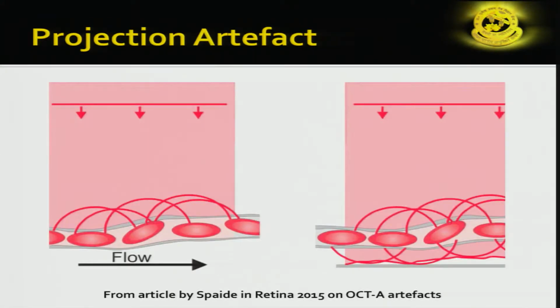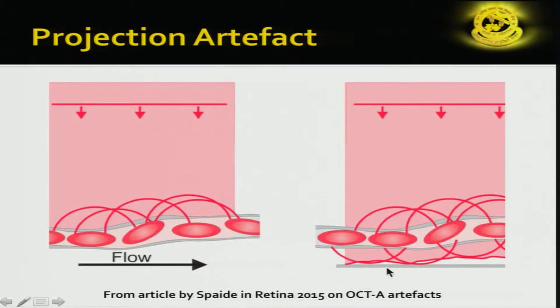There are simple artifacts like motion artifacts and other things. I'm not going into that because those can be very easily picked up and sometimes the machine can do away with them. Now this is one important artifact to be understood: projection artifact. What do I mean by this? I just told you that as the RBCs flow, we get the decorrelation signals. But all the light is not being reflected back. Some light passes through and is reflected back from a highly reflecting surface below it.